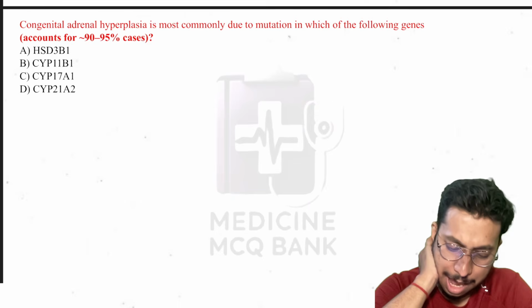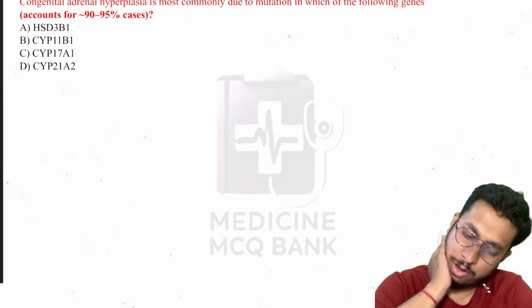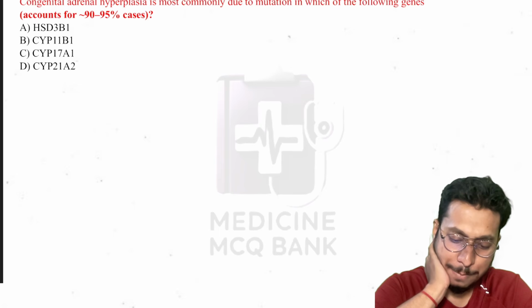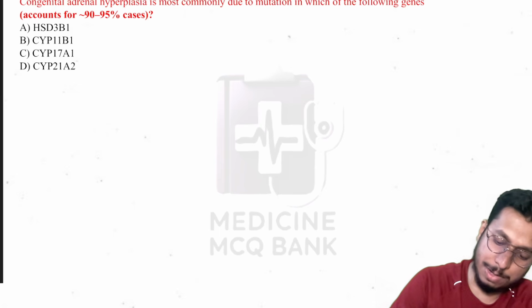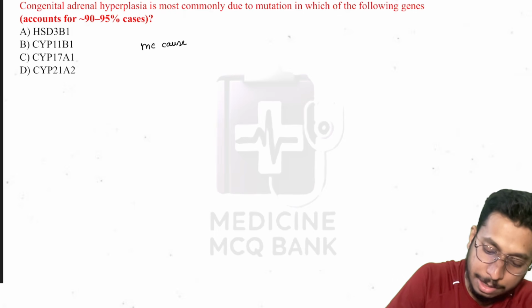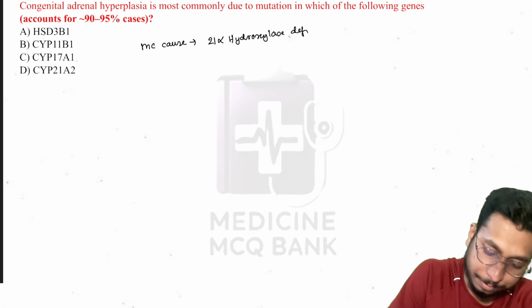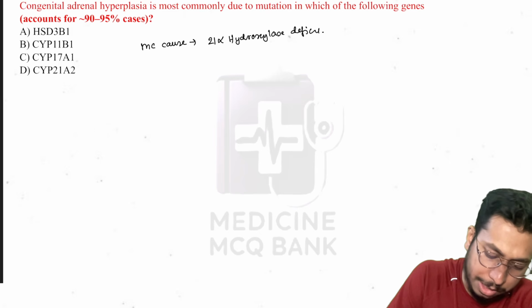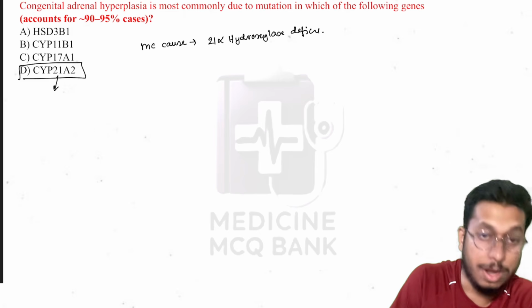Congenital adrenal hyperplasia is most commonly due to mutation in which of the following genes? That is, it accounts for 90 to 95% of cases. So even if you remember from your basics, the most common cause of congenital adrenal hyperplasia is 21 alpha hydroxylase deficiency. Even if you remember only this fact and look into this question, only option D matches 21 hydroxylase, so it is CYP21A2.